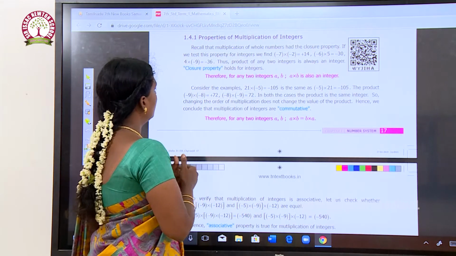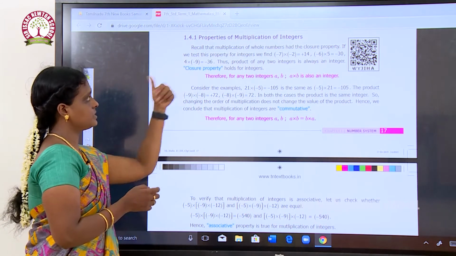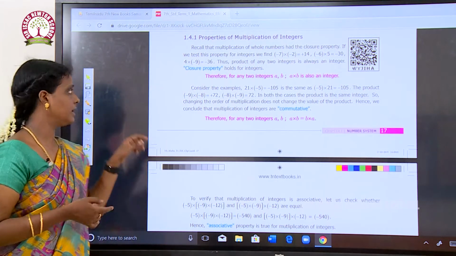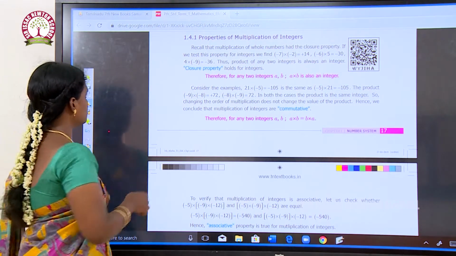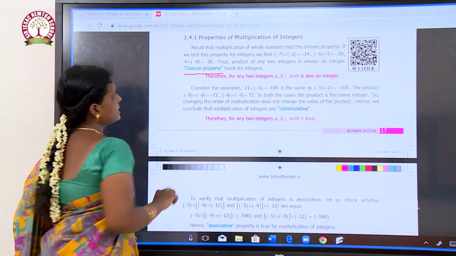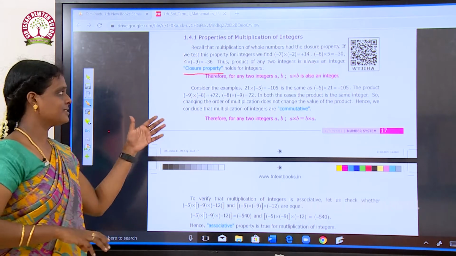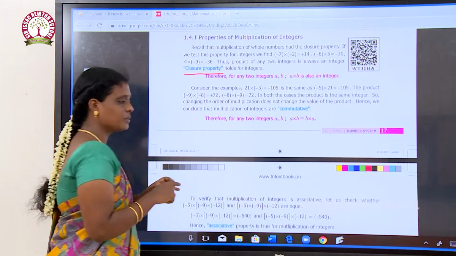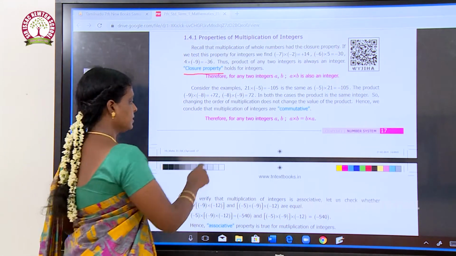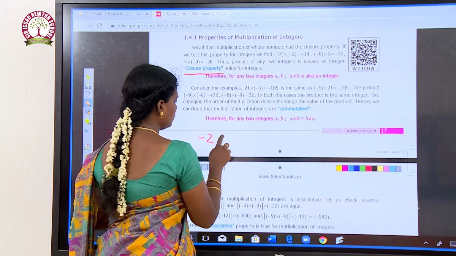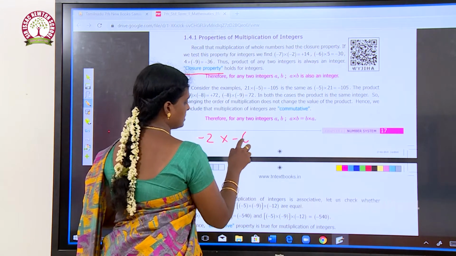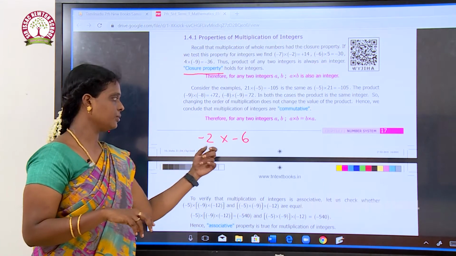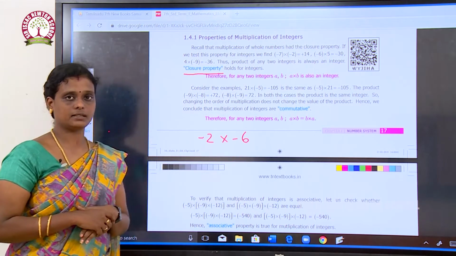So see, here we have the first property, which is the closure property. You have to remember this. So what is the name of the first property? That is the closure property. It's an easy one. Here I am going to take two integers, minus 2 into minus 6.